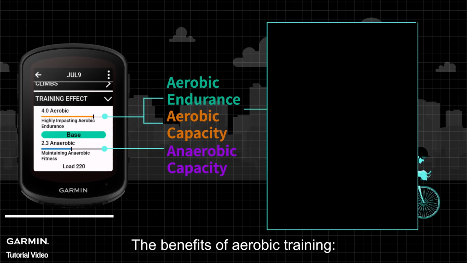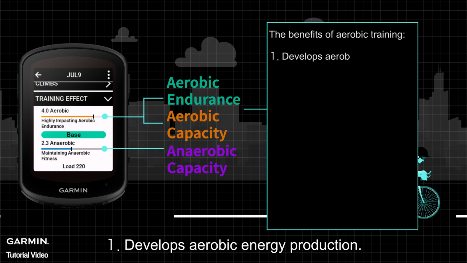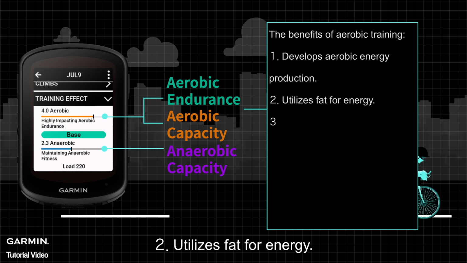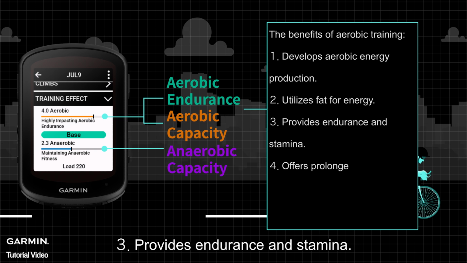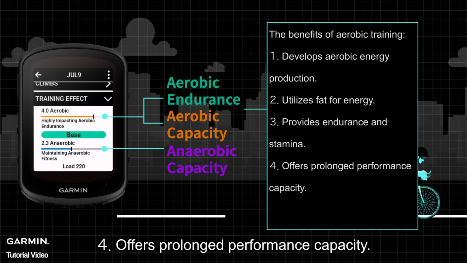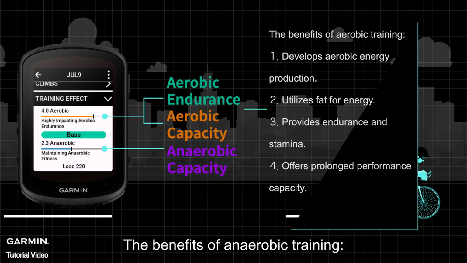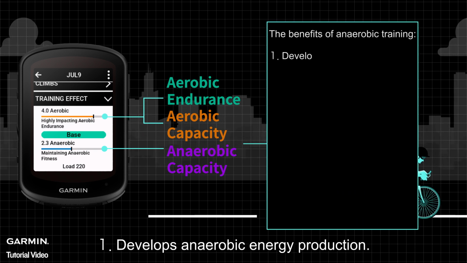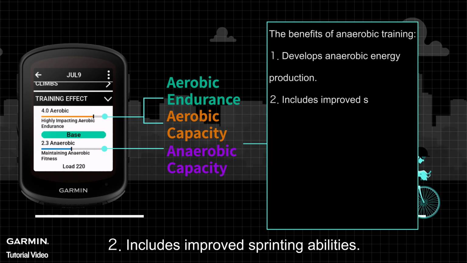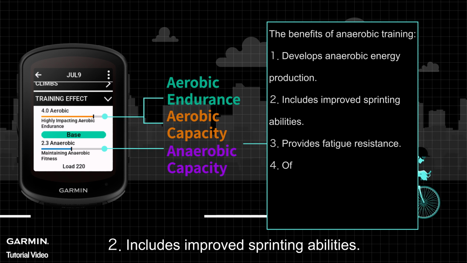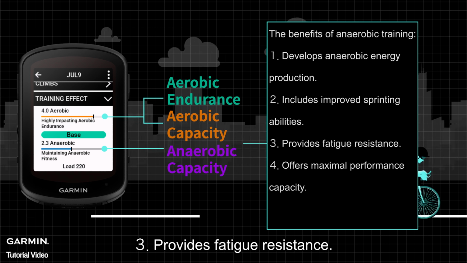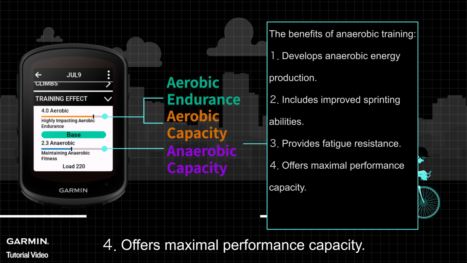The benefits of aerobic training: 1. Develops aerobic energy production. 2. Utilizes fat for energy. 3. Provides endurance and stamina. 4. Offers prolonged performance capacity. The benefits of anaerobic training: 1. Develops anaerobic energy production. 2. Includes improved sprinting abilities. 3. Provides fatigue resistance. 4. Offers maximal performance capacity.